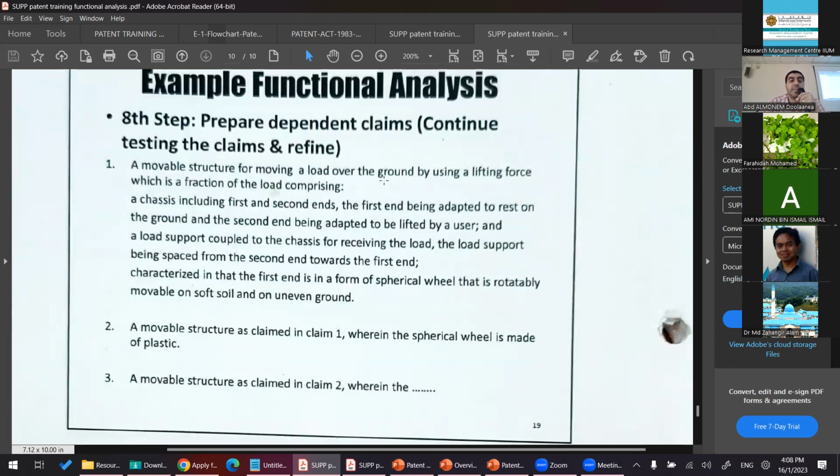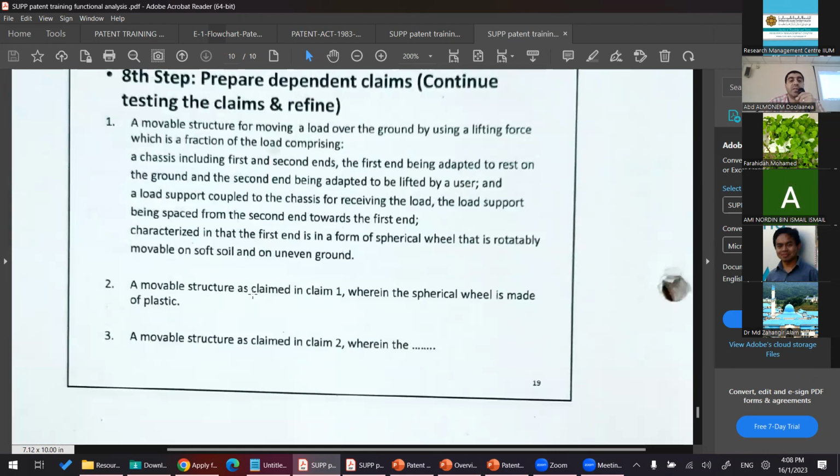Prepare the dependent claim. A dependent claim takes a small part and expands it. This is the main claim, the independent claim. This is a dependent claim: a movable structure as claimed in claim 1, whereby the spherical wheel is made of plastic. Okay, you can add another feature, for example, the chassis is made of metal or made of wood. You can add one dependent claim made of metal and one made of wood, because you think it applies to both. If this is not the main feature, don't put it in the independent claim. Put it as a dependent claim, like this.